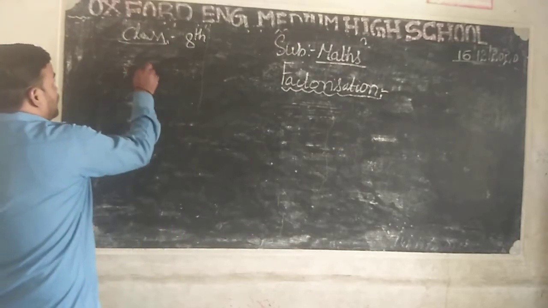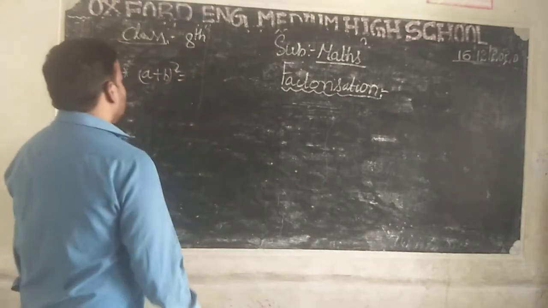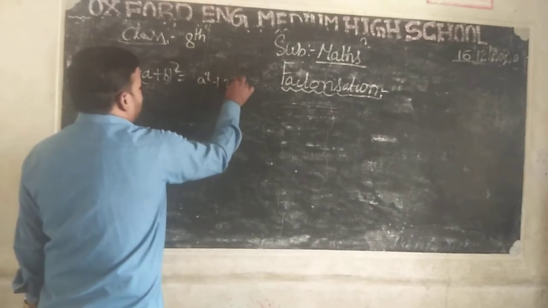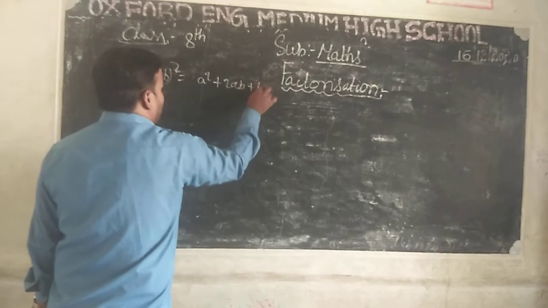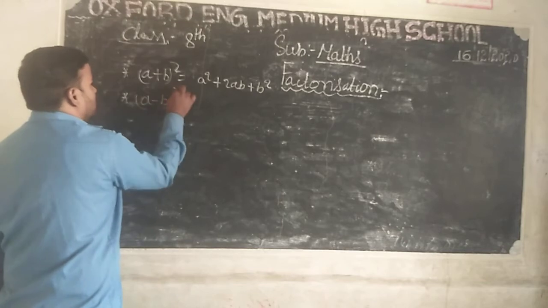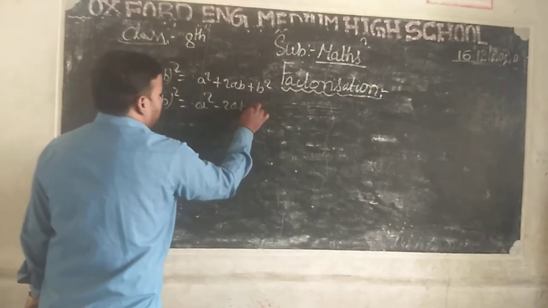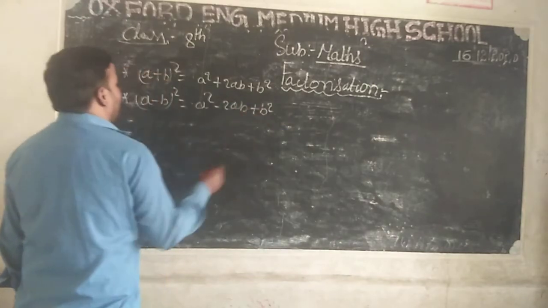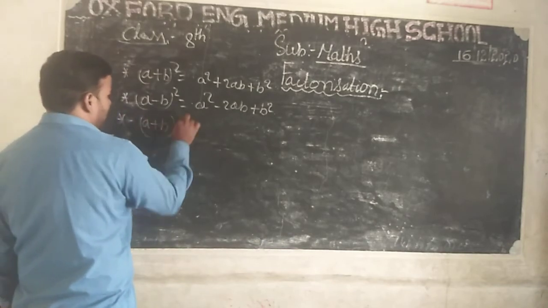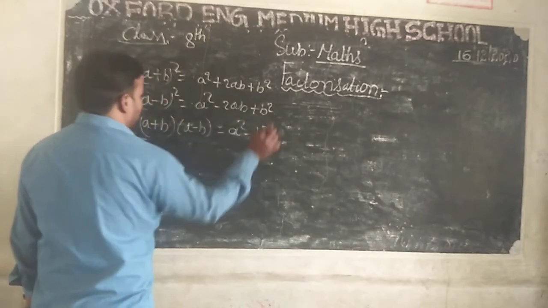First identity: a plus b whole square is a square plus 2ab plus b square. Second identity: a minus b whole square is a square minus 2ab plus b square. And the third identity: a plus b into a minus b is equal to a square minus b square.